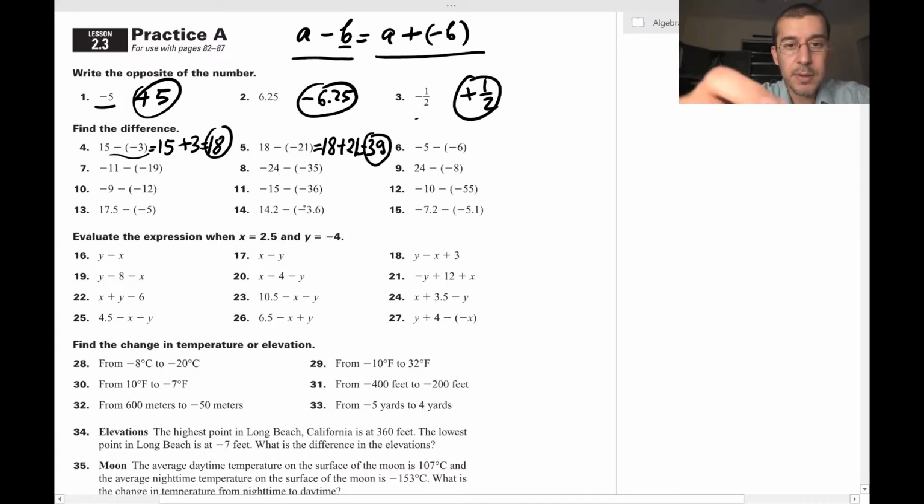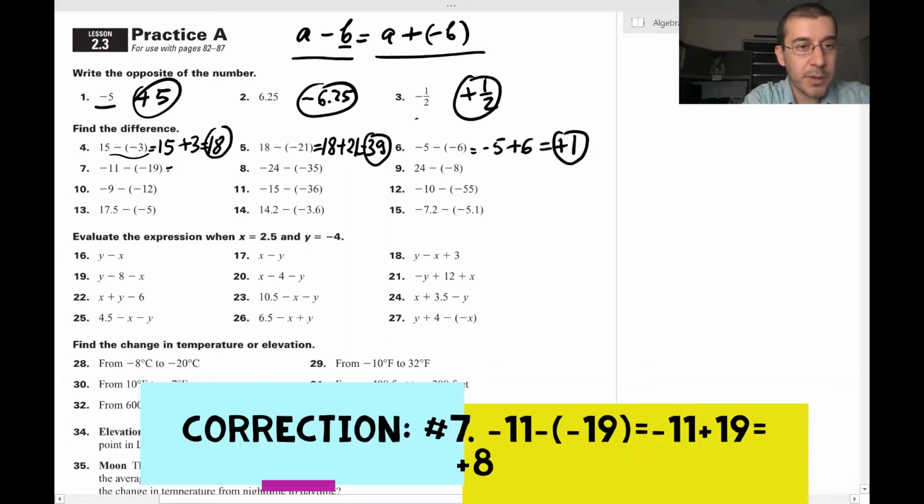Number 6, we have minus 5, and then minus 6, two minuses, that's plus 6. Now, which one is larger, 6 or 5? 6, so plus, and then 6 minus 5, 1, so plus 1, right? Number 7, this is minus 11, minus 19 equals plus 19, or this is 10 and 10, 20, 29, 30, so this is 30.